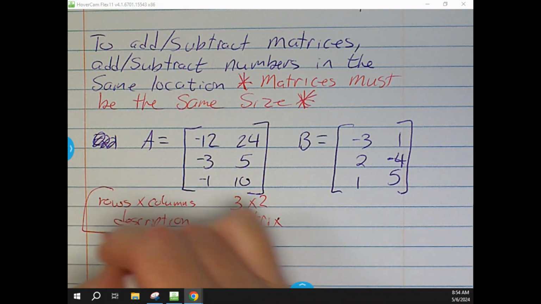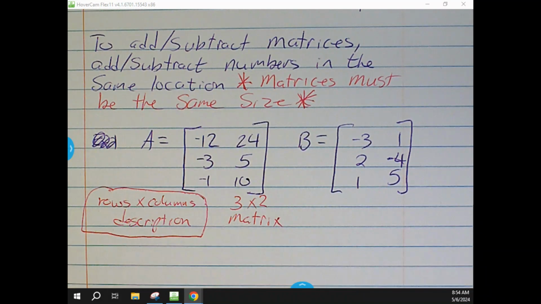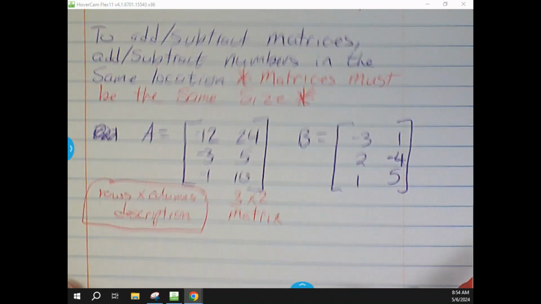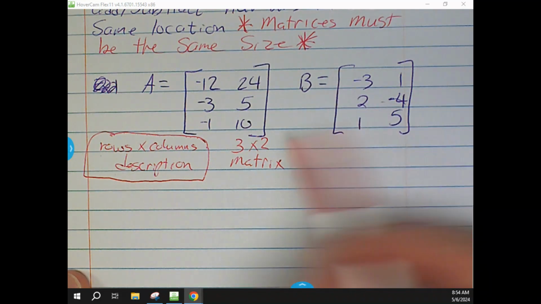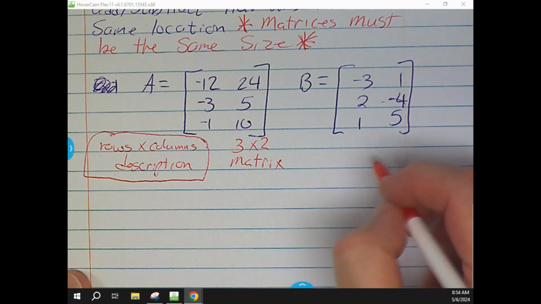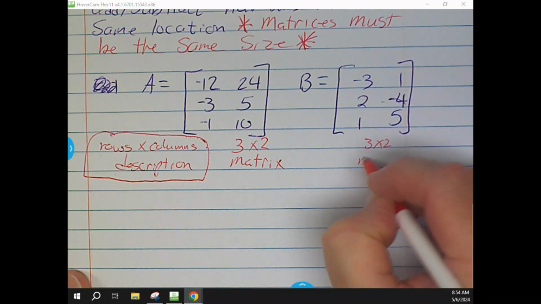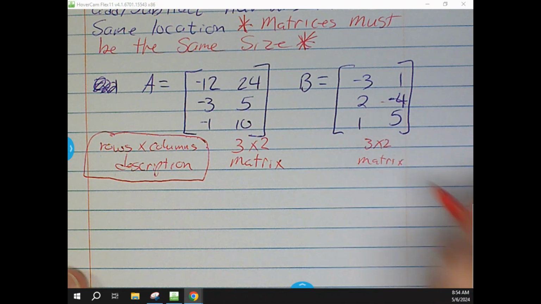Whenever they talk about describing a matrix, you always do the rows first and then the columns second. If you're talking about B, and again, if we're going to add or subtract, they have to be the same size. You've got 1, 2, 3 rows and then 1, 2 columns. So that's also a 3 by 2 matrix. If they're not the same size, you're not able to add and subtract. Same size, then we can start adding and subtracting.